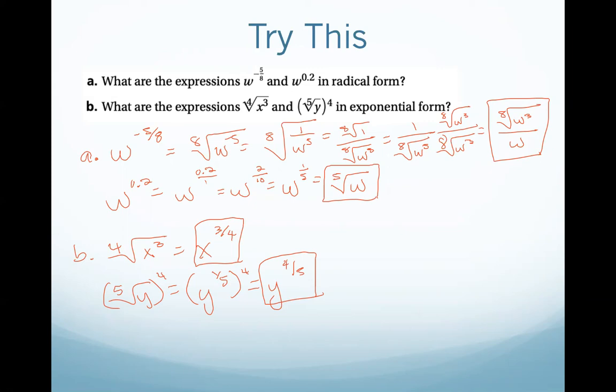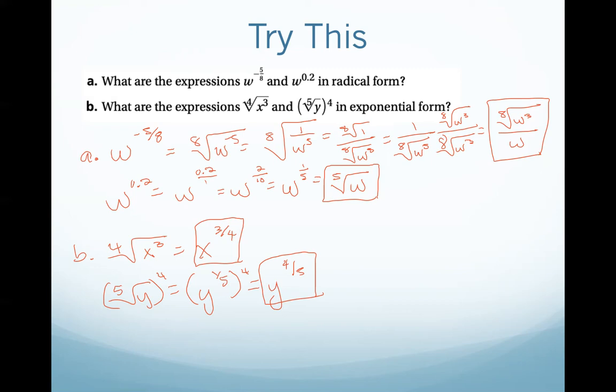For our second part, we have 0.2 as our exponent. 0.2 is 1/5. If you recognize it right away, you can immediately change it into 1/5. If not, you can turn it into a fraction and then simplify that fraction to not have any decimals in it. And then we have the 5th root of W.